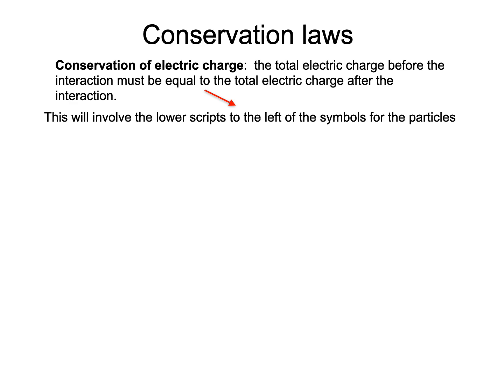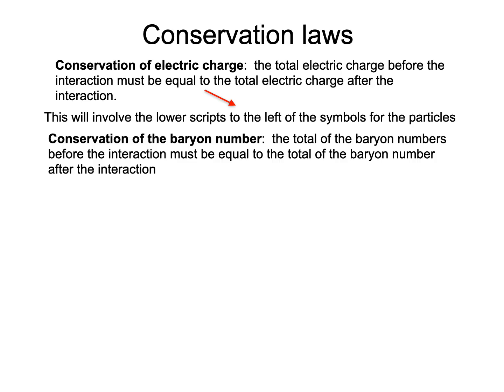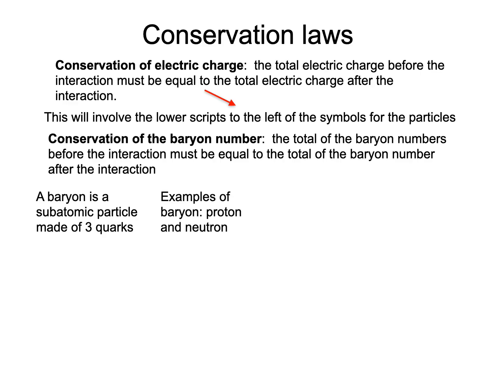Another rule that has not been broken yet is the conservation of the baryon number, meaning that the total of the baryon numbers must be kept the same before and after the interaction. Let us start by defining what a baryon is. A baryon is a subatomic particle made of 3 quarks. I have already mentioned that the protons and the neutrons are made of 3 quarks. The baryon number of a single quark has been said to be 1/3, which means that the baryon number of a proton or a neutron is 1.